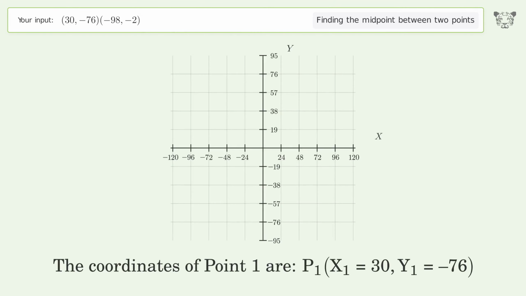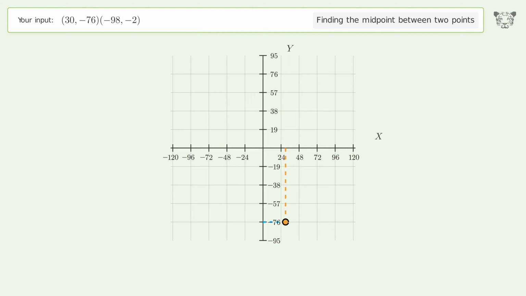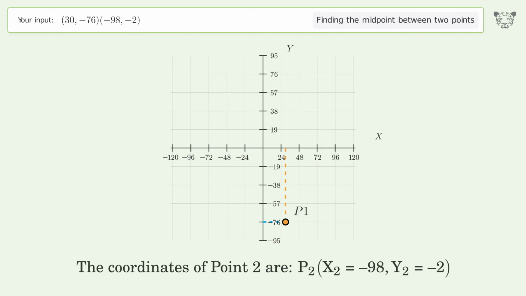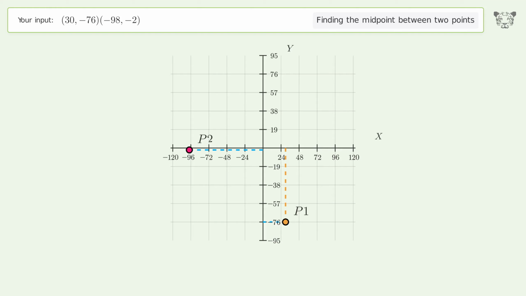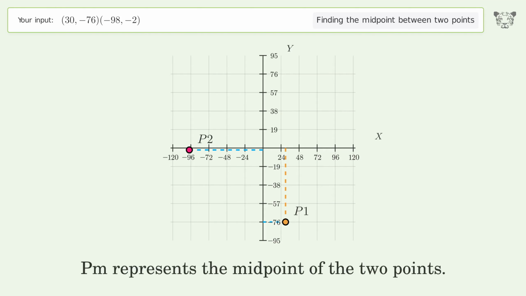The coordinates of point 1 are x1 equals 30, y1 equals -76. The coordinates of point 2 are x2 equals -98, y2 equals -2. PM represents the midpoint of the 2 points.